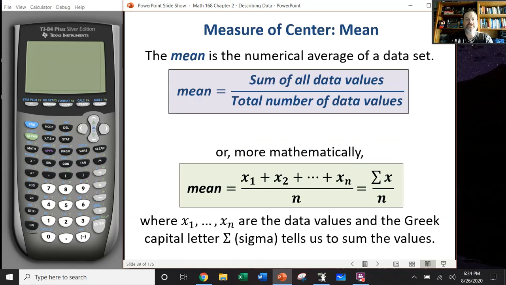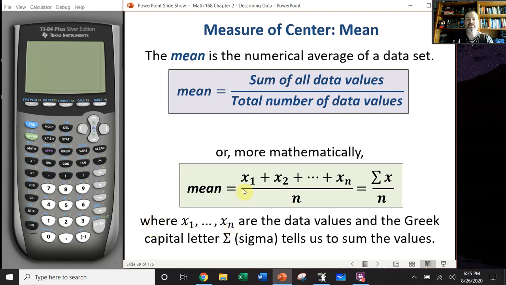So our first measure of center is the mean, and it's the numerical average. When most people say average, in most cases, they're talking about the mean. And the mean is just the sum of all the data values divided by the total number of data values. There is a mathematical way to write it. I went ahead and put that at the bottom because some of the more mathematical things do come up from time to time. And so you should get used to seeing these symbols because they do come up.